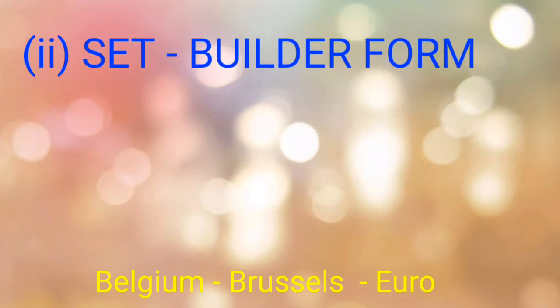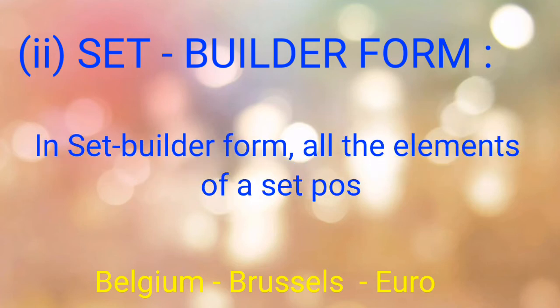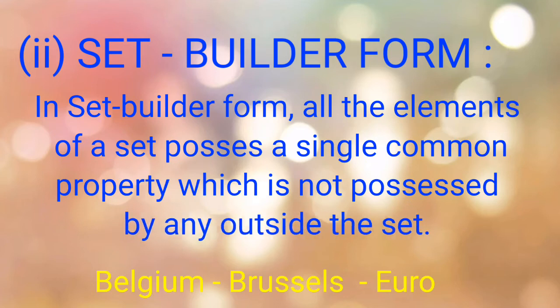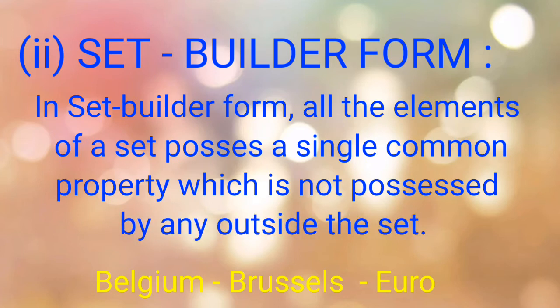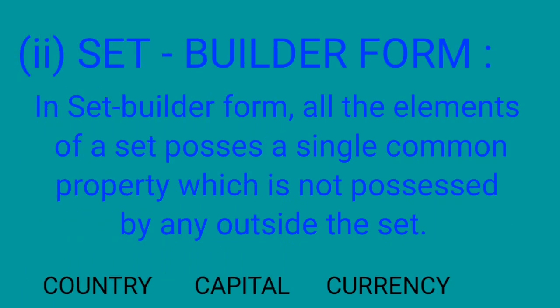Our next method of representation of a set is set builder form. In set builder form, all the elements of the set possess a single common property which is not possessed by any element outside the set. That means we do not list the elements and do not separate them with comma. We write the elements by a single common property.